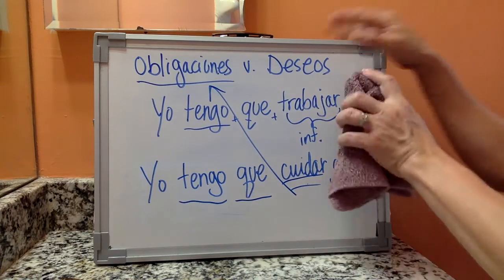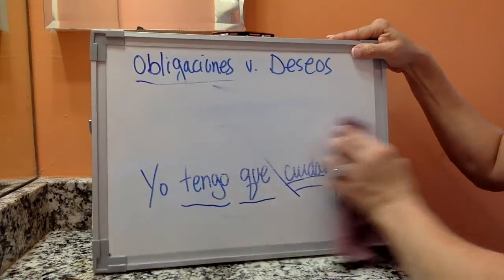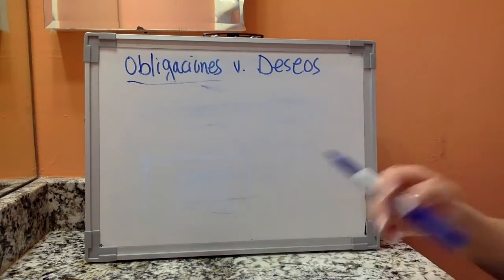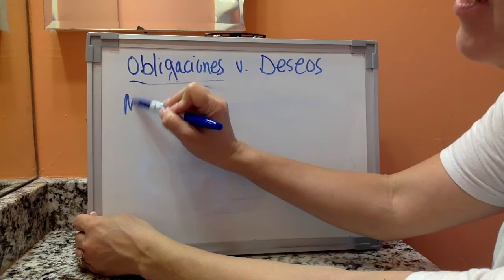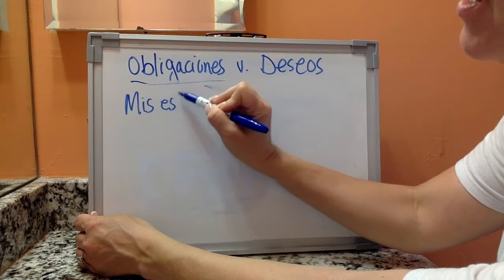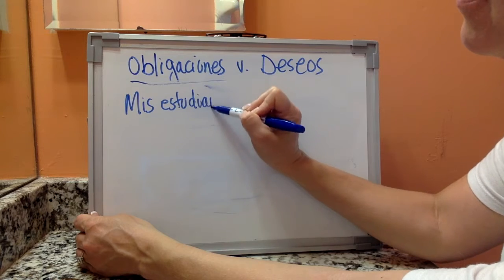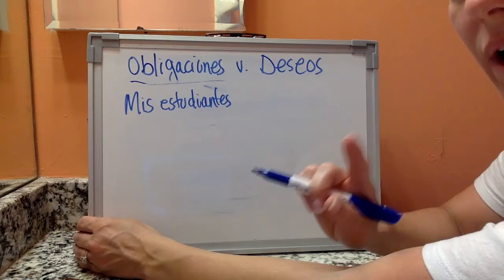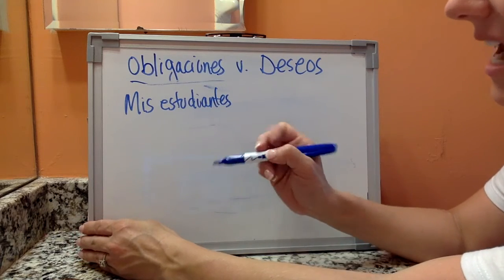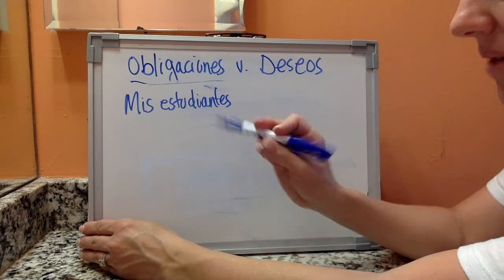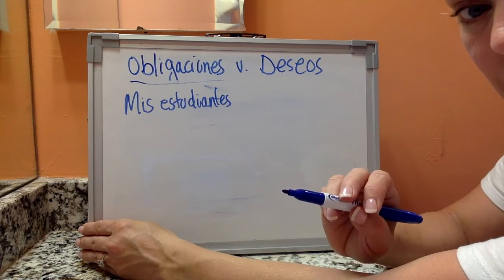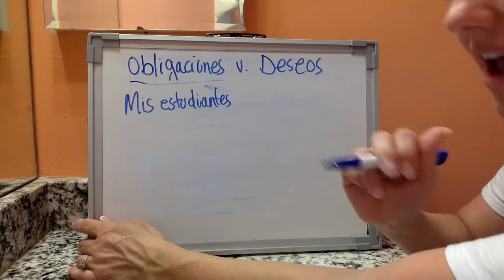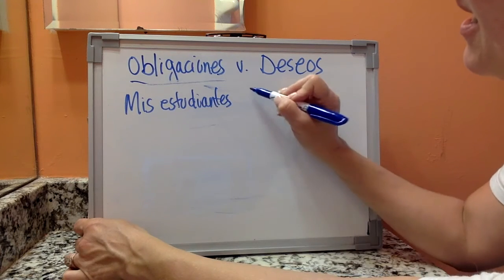So if I want to say that my students have to study and my students have to complete their homework, then I would say mis estudiantes. Okay, now think about it. I'm talking mis estudiantes. What is the verb form of tener going to be that would connect to mis estudiantes? Okay, so it's more than one student, but I'm not including myself in that.